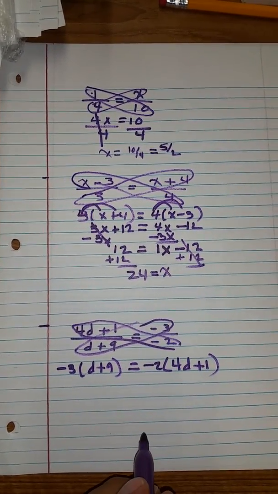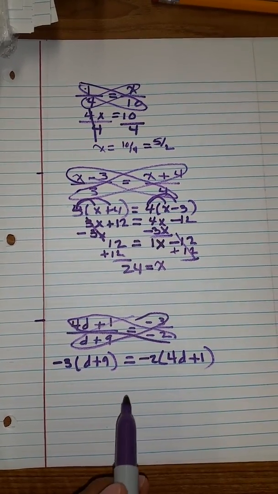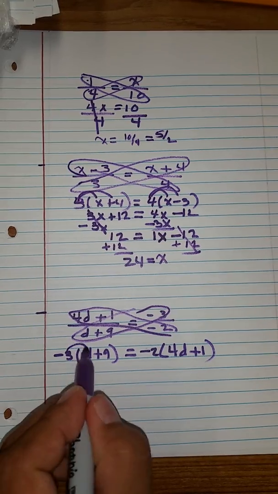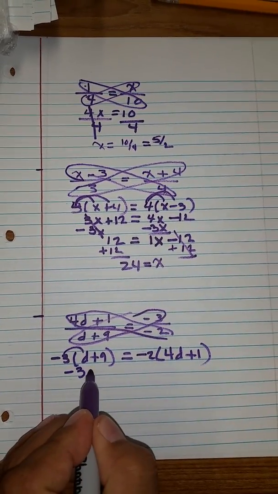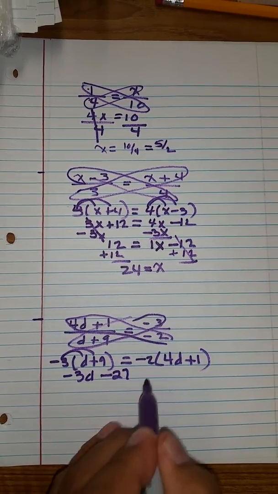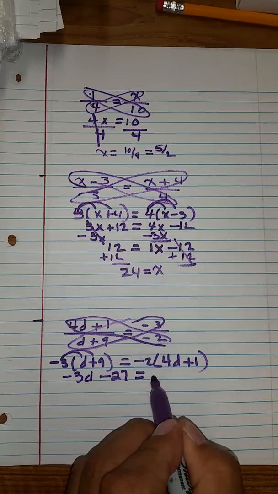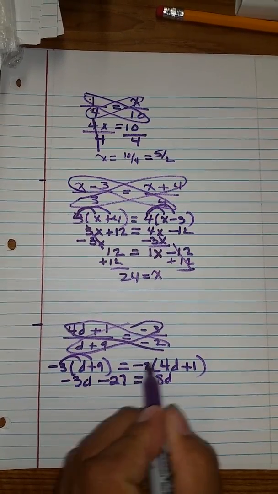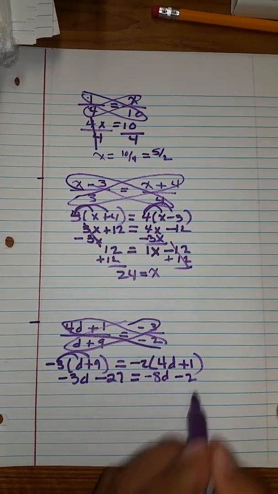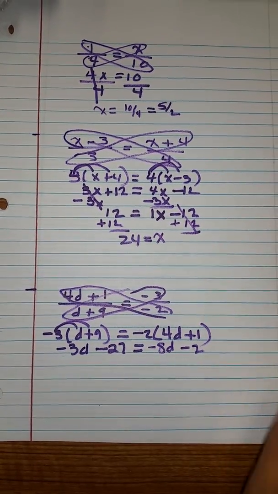Are we done? Almost. Same thing again. Now we see parentheses. As soon as you see parentheses, think of distributive property. So negative 3 times d, negative 3d. Negative 3 times 9, negative 27. Bring down the equal sign. Distributive property, negative 2 times 4d, negative 8d, negative 2 times 1 is negative 2. Now what do we do? Bring the variables to one side and the constants to the other.